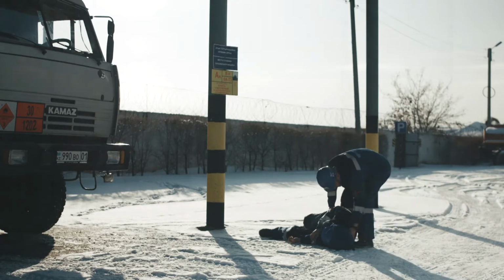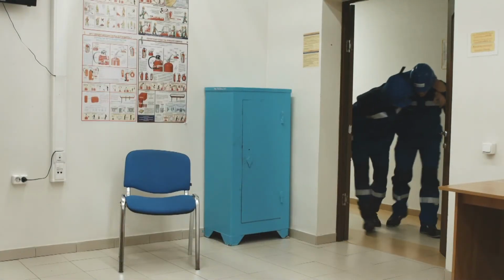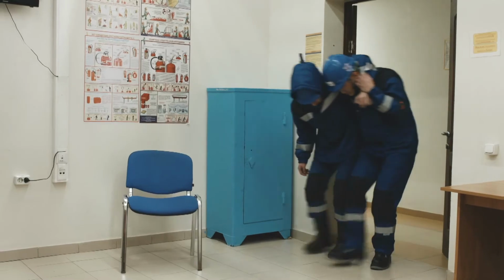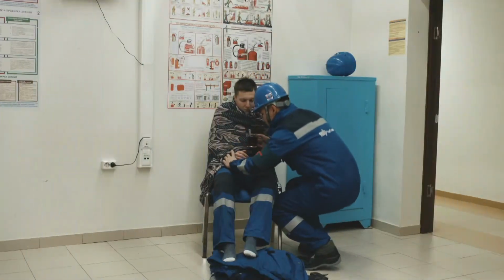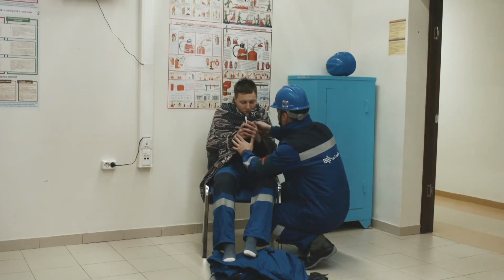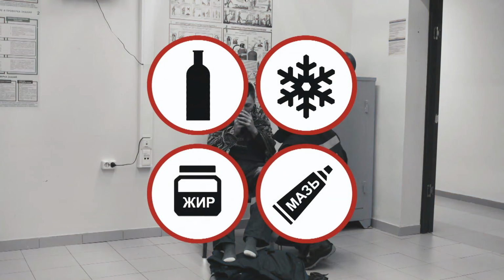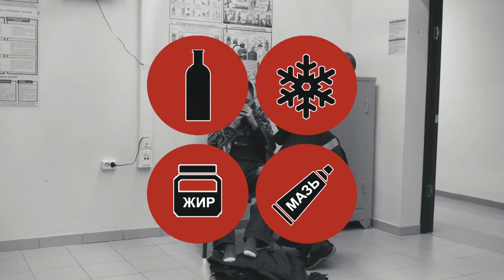In case of frostbite, move the victim to a warm place. Carefully remove clothes and shoes. Give warm water and gradually warm the affected area. It is forbidden to rub the skin with snow, grease, or ointment. Give alcohol.